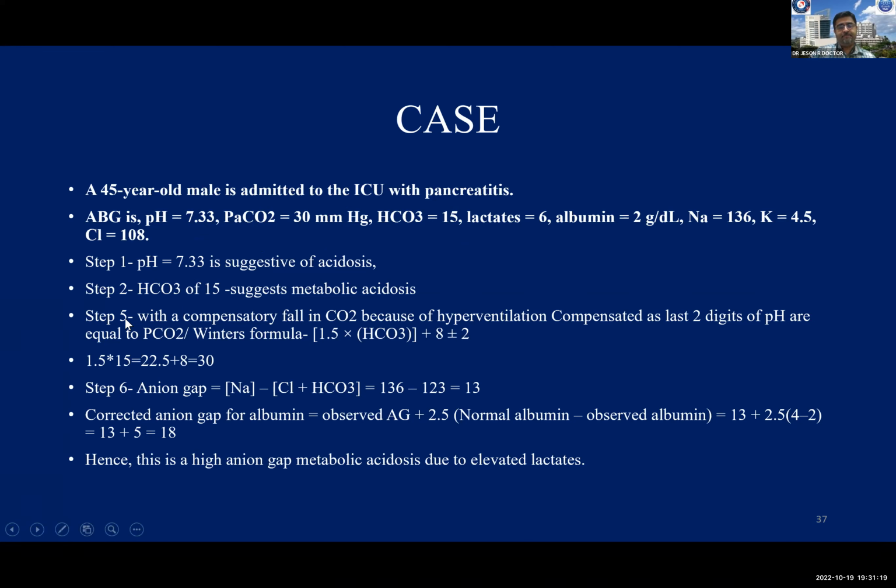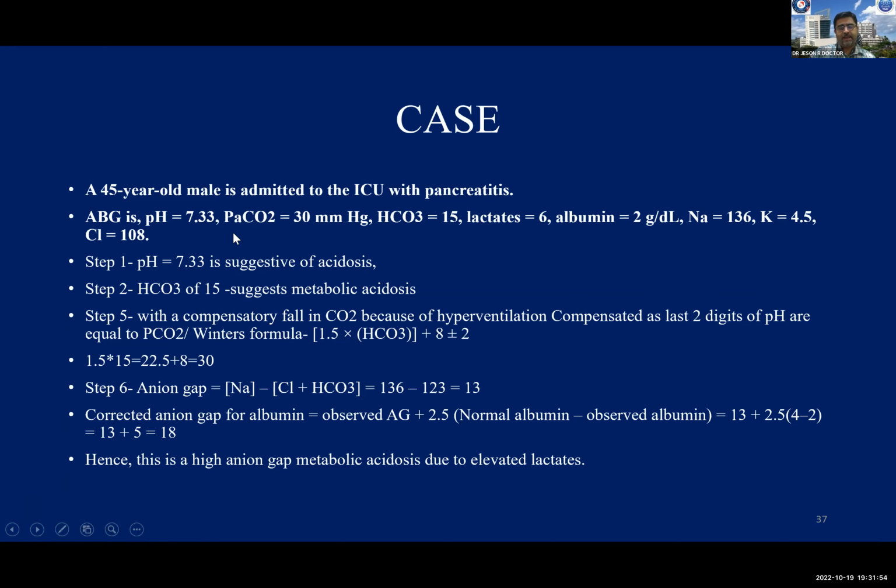So let's move to step 5. Is there an associated respiratory compensation? So what is the formula for respiratory compensation with metabolic acidosis? Winter's formula, or the PCO2 should be the same as the last two digits of the pH. So here you can see that the PCO2 is very close to the pH digits, 30 and 33, which is suggestive that there is respiratory compensation, the patient is trying to hyperventilate and wash out the CO2 to get the pH back to normal. So that is compensated metabolic acidosis with respiratory compensation.